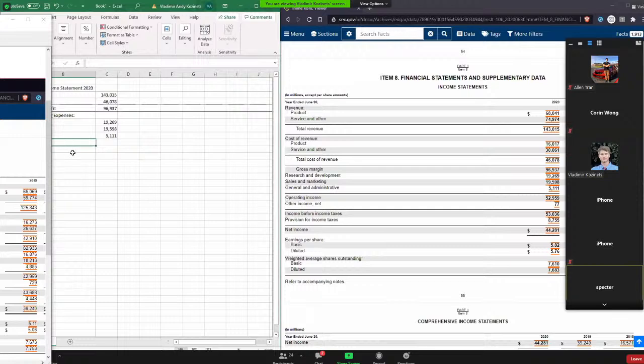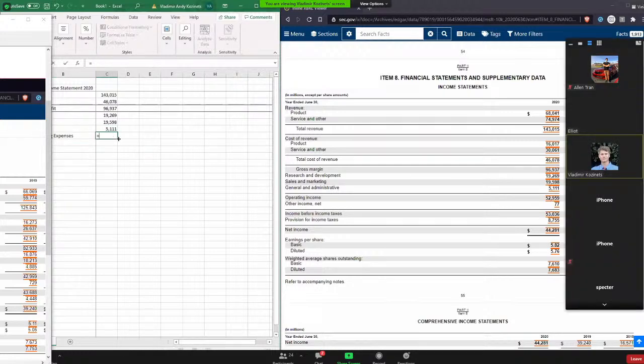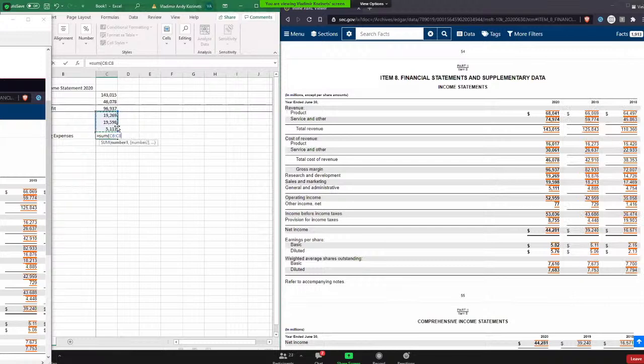Sure, yeah. Sorry, I didn't want to. So total operating expenses. Okay. So the total operating expenses, we can move this over here. Delete this line. Okay, we're going to do equals sum. Okay, that's the total operating expenses.